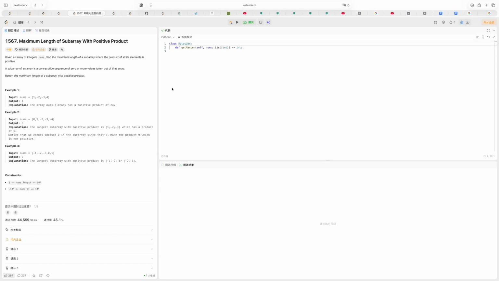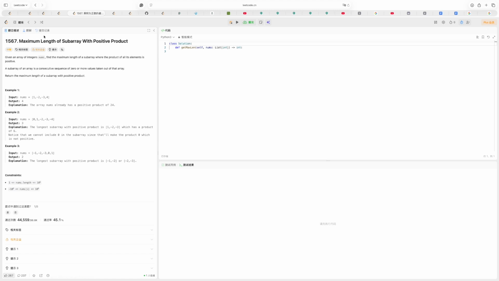Problem number 1567, maximum length of subarray with positive product. Given an array of integer nums, find the maximum length of a subarray where the product of all its elements is positive. By the maximum length.